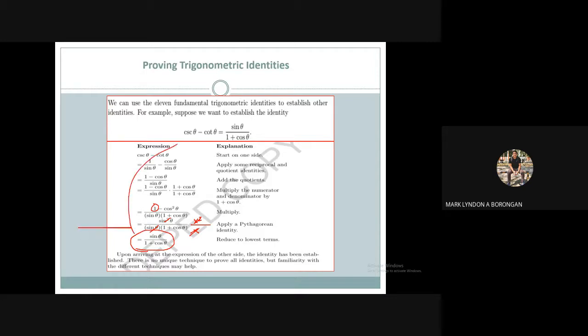So, meaning, true daw nga equal ang cosecant of theta minus cotangent of theta, equal ra daw siya ani niyang sine of theta over 1 plus cosine of theta. So, okay ra guys? Next questions?